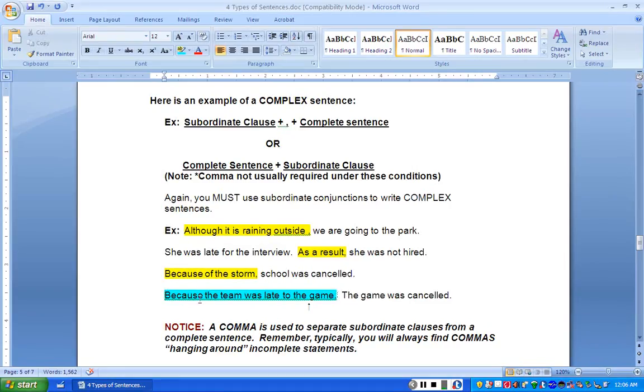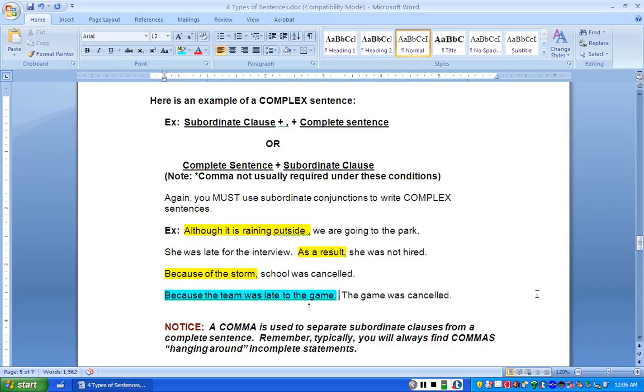First of all, sentences typically don't begin with a subordinating conjunction. They begin with subjects. So that's the first clue that you're dealing with an incomplete clause here. So, because the team was late to the game, what do I need? How do I fix this? Anyone have any ideas? How do I fix this?